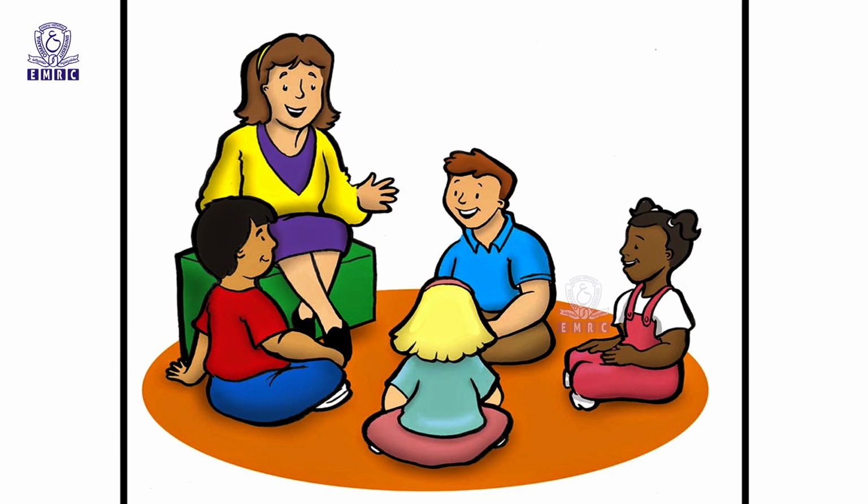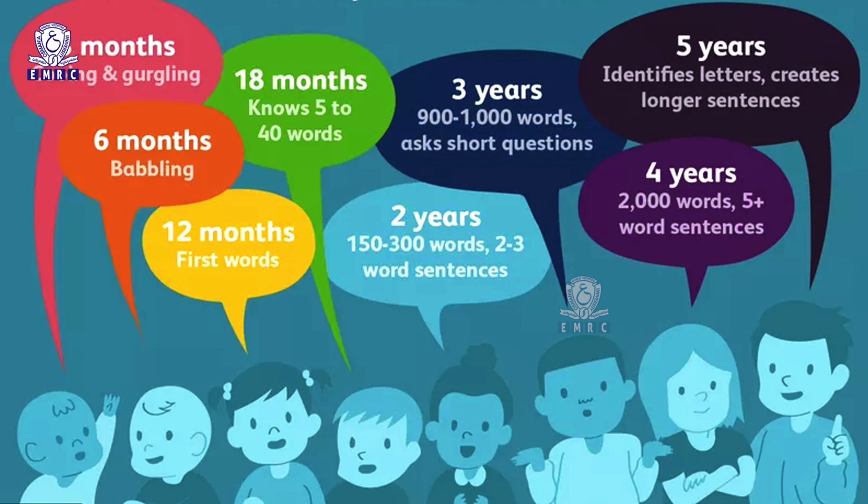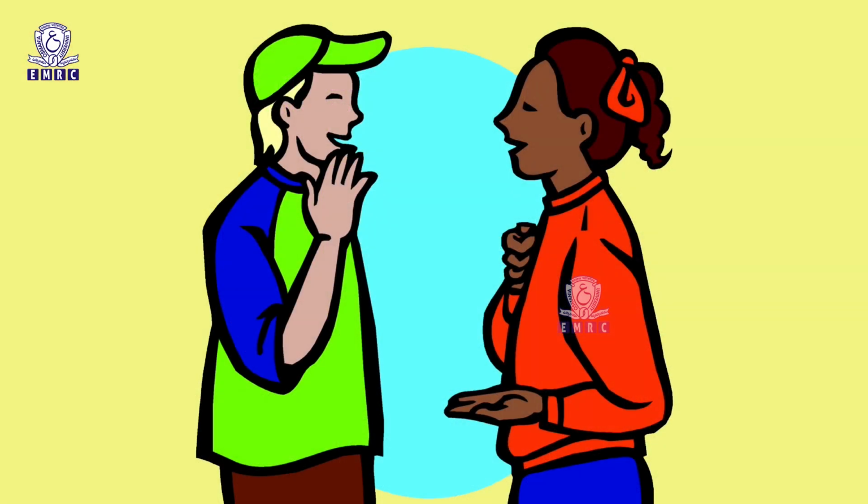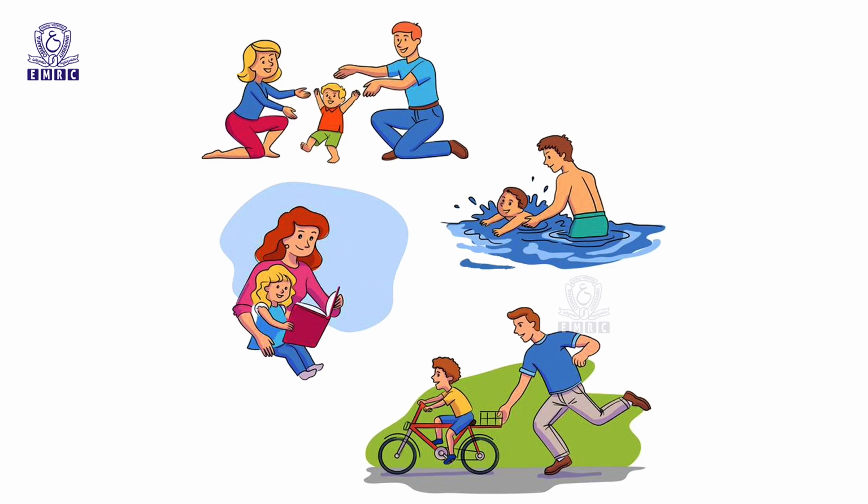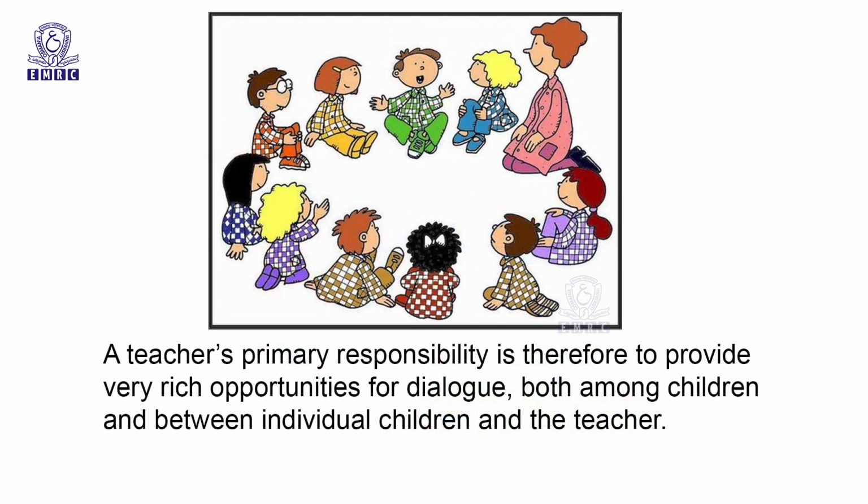The converse of the sequence pictured by Piaget. Obviously a child does not begin life with a lot of initial language skill, but this fact is why interaction needs to be scaffolded with more experienced experts, people capable of creating a zone of proximal development in their conversation and other interactions. In the preschool years, the experts are usually parents. After the school years begin, the experts broaden to include teachers. A teacher's primary responsibility is therefore to provide very rich opportunities for dialogue both among children and between individual children and the teacher.